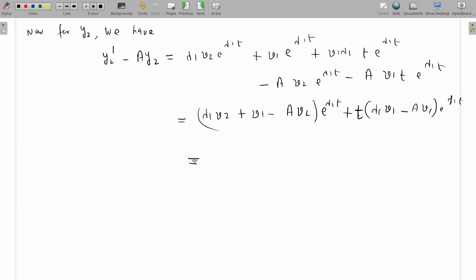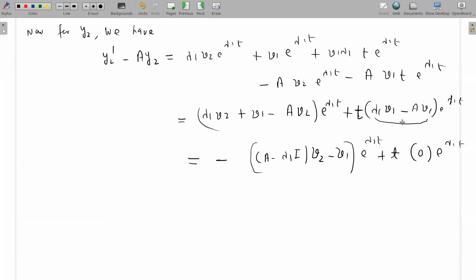So can you say that the right hand side is 0? Yes sir, it will be 0. Why? Because lambda 1 is an eigenvalue for A, with A v1 equal to lambda 1 v1. And the first one is also a relation given in the theorem: A minus lambda 1 I v2 equal to v1, so that is also 0. So y2 is a solution; y2 satisfies it.